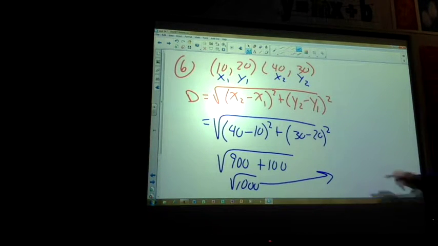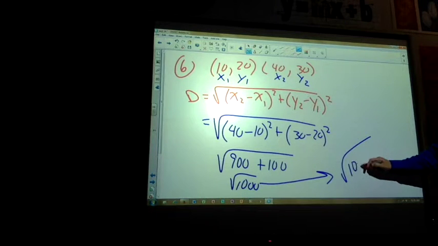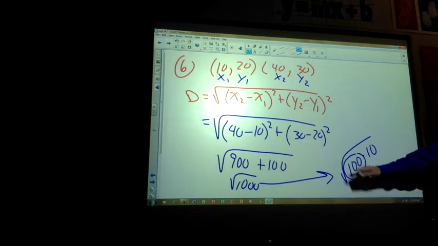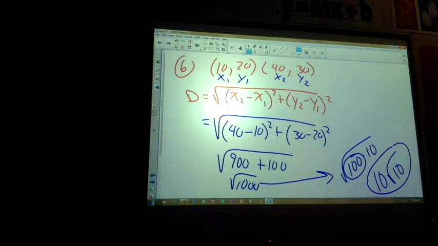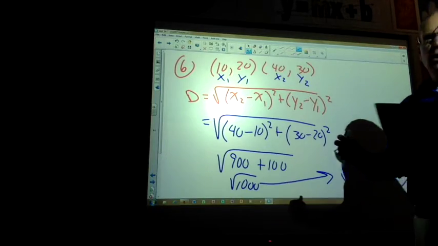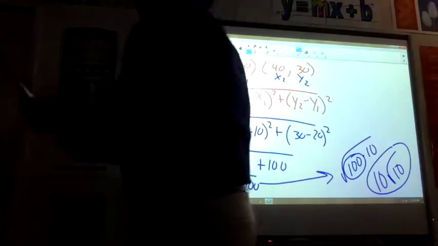Here we go. That's the same thing as 100 times 10. Why am I choosing 100? It's the largest perfect square. Good. Square root of 100 is 10. So the answer to this problem is 10 square root 10, the distance between those points. Make sense? Any others on 1 through 6 to go over? 1 through 6 only. Going once, going twice. Yeah, number 2.